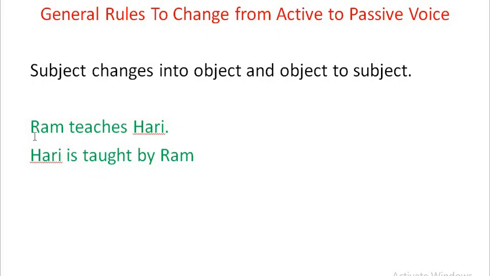Ram teaches Hari. Now in Ram teaches Hari, Ram is the subject, teaches is the verb, and Hari is the object. So here, when this is an active voice, this verb is in active form. Here the verb is in passive voice. So while changing from this one, this subject changes into object. This is Ram. And this object Hari changes into subject. So subject changes into object and object changes into subject. This is the first criteria, a rule for changing from active to passive voice.